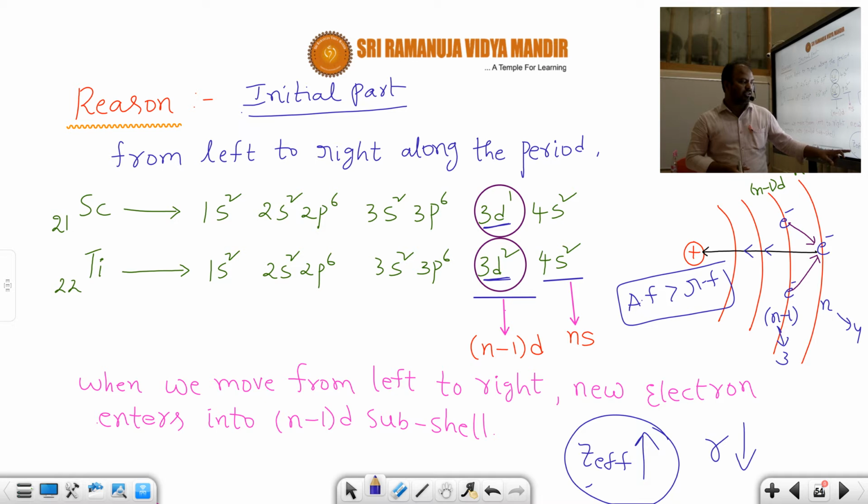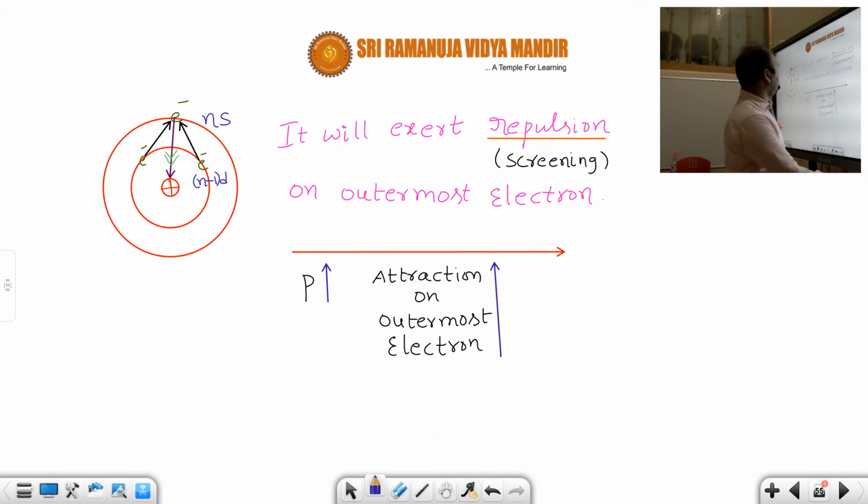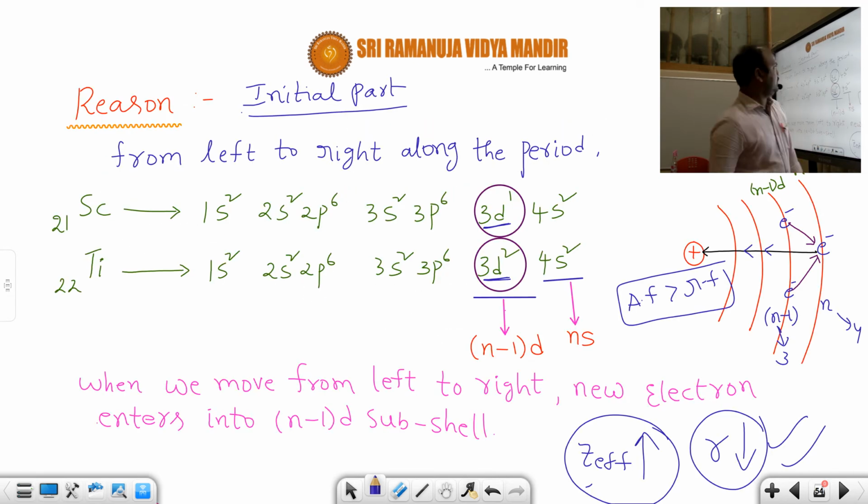So effective nuclear charge is more. When the attraction forces are very high, effective nuclear charge is more. When the effective nuclear charge is more, attraction is more. When the attraction is more, radius decreases in the initial part. But in the middle part, what will happen? In the middle part, inner electrons increase. Iron, cobalt, nickel: if you take those, what will happen to the inner electrons?